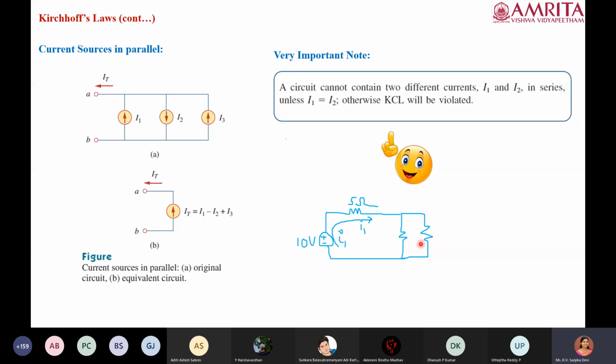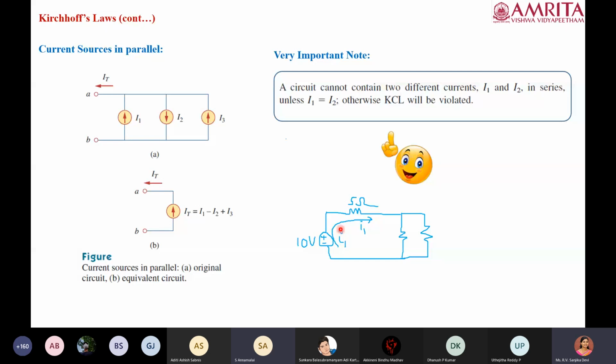Ma'am, what if there is a reverse current or something? Even if the current is flowing in the reverse direction, the same current will flow through this 10 volt. Here, just as an assumption, I have taken the current to be flowing from the 10 volt to the 5 ohm. But even if there is a reverse current flowing from the 5 ohm to the 10 volt, in that case also the same current will flow through both the elements because they are in series.